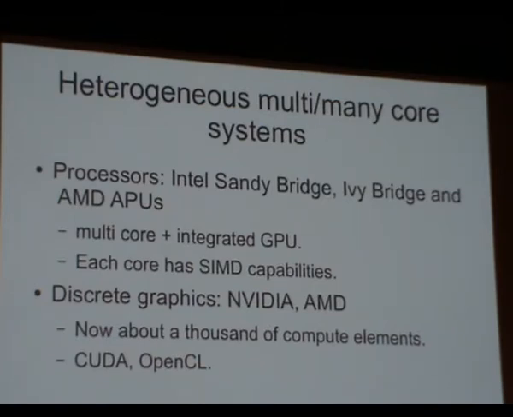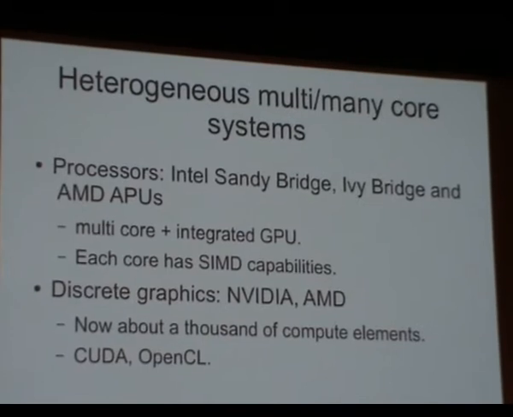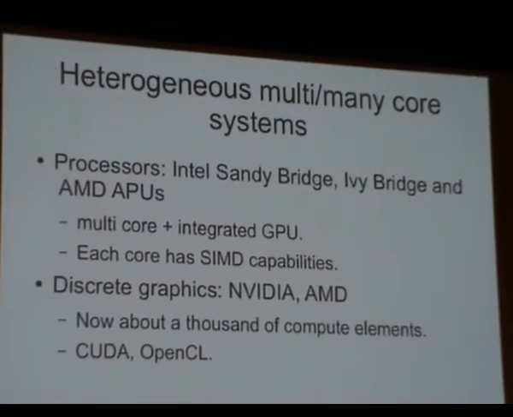And usually you use libraries like pthreads, OpenMP, and SIMD intrinsics to get the maximum performance out of these. Then we also have discrete graphics, NVIDIA and AMD, really powerful things now. And all of these could be in one machine, or if you have a cluster of them, then you have lots of stuff to program.